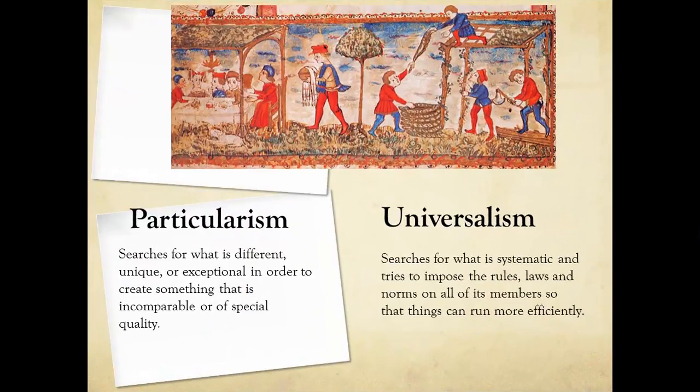This slide includes two terms, particularism and universalism. Particularism searches for what is different, unique, or exceptional in order to create something that is incomparable or of special quality. Universalism searches for what is systematic and tries to impose the rules, laws, and norms on all of its members so that things can run more efficiently.